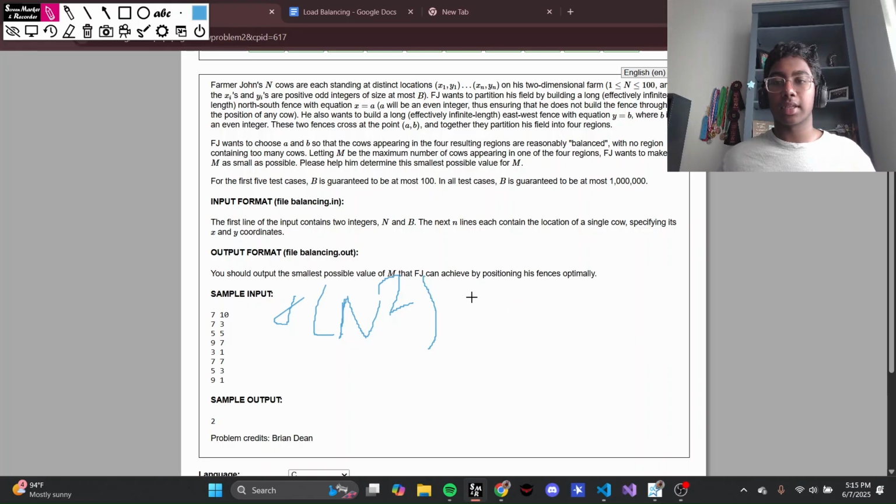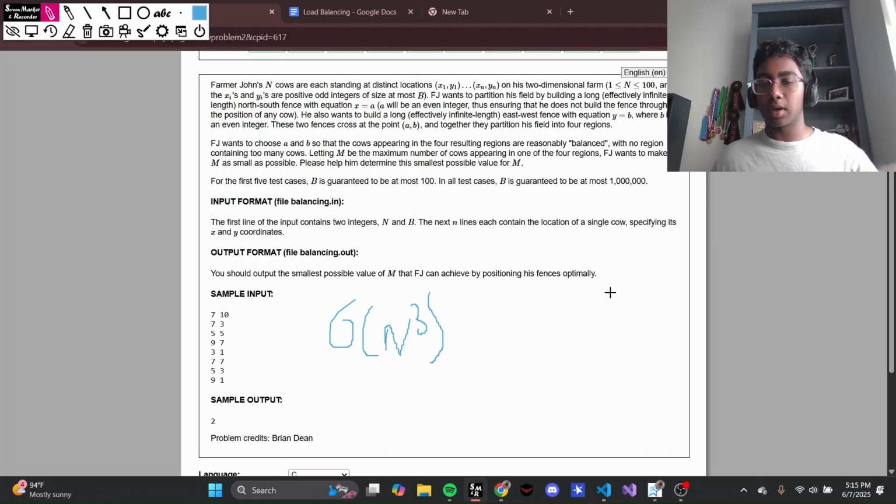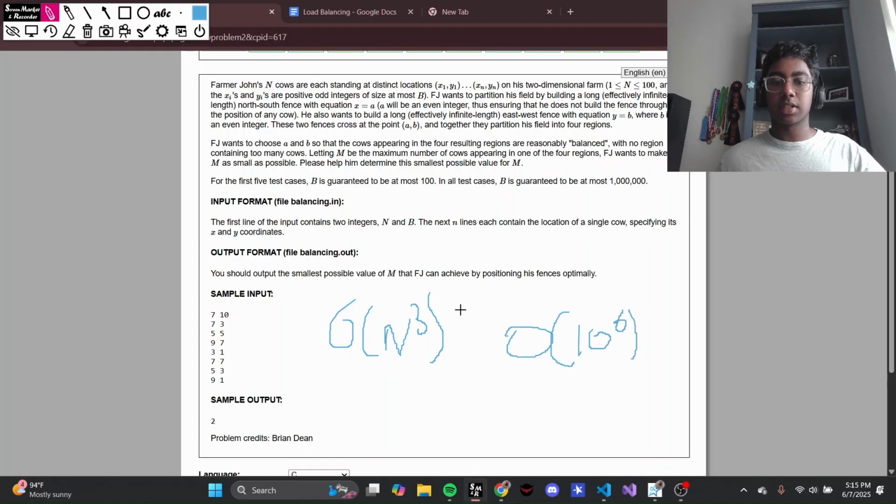So you're gonna have to go through each cow and see which quadrant it falls in to get the m value. That gives you a final time complexity of O of n cubed. This is a huge improvement from the earlier 10 to the 12 something that would have been the case if we just tried every fence position without knowing if the fence position actually changes something. Since n is up to 100, this would be roughly O of 10 to the 6, so this is well within the time limit.